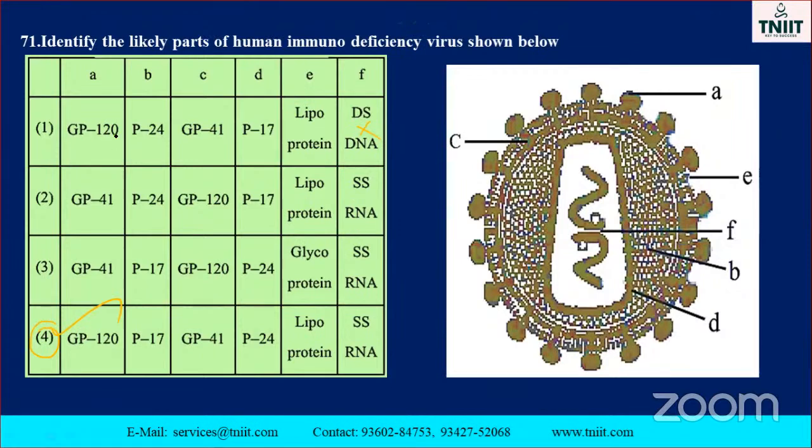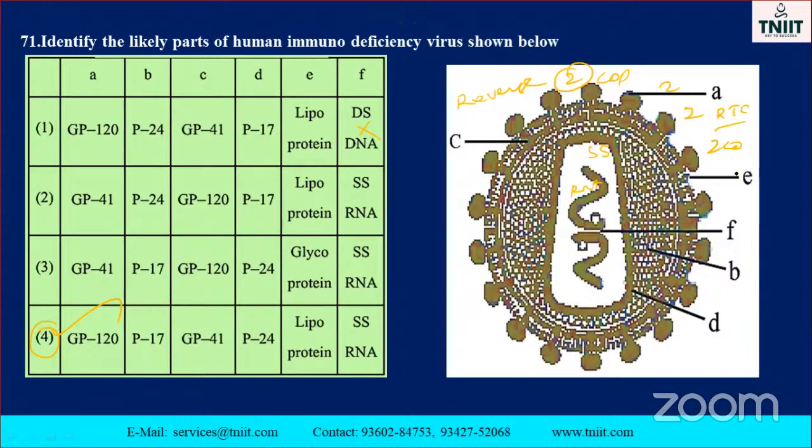So the option is glycoprotein 120. Where are the two options? The glycoprotein 120. Okay. So this one will not come because it is a DNA molecule. So the RNA molecule, this one is called RNA, with the help of the reverse transcriptase enzyme. How many copies? Two copies. Don't forget both. Single stranded RNA is also two copies. And reverse transcriptase also has two copies.